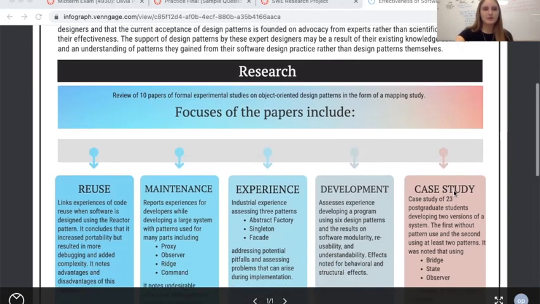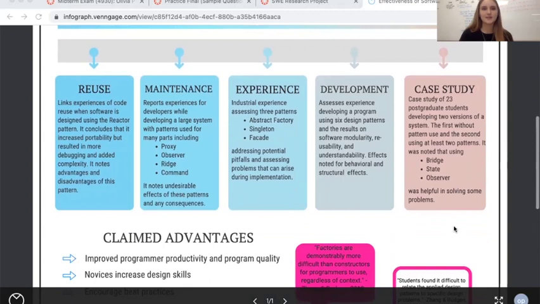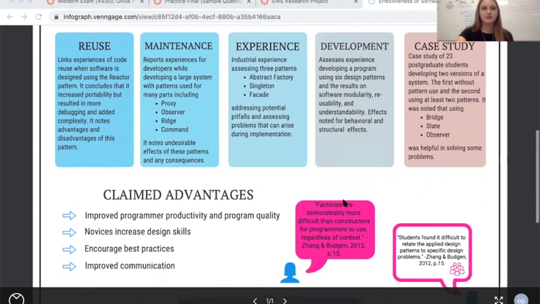The papers they reviewed studied various topics in design patterns ranging from subsequent code reuse, maintenance, and development, as well as experience using them, including some evidence from case studies. Some different design patterns that were used in these studies include proxy, observer, bridge, command, factory, singleton, and more. Many aim to note any potential pitfalls with the use of design patterns on complexity and debugging, software modularity, reusability, understandability, and the general advantages and disadvantages of design patterns and their results.